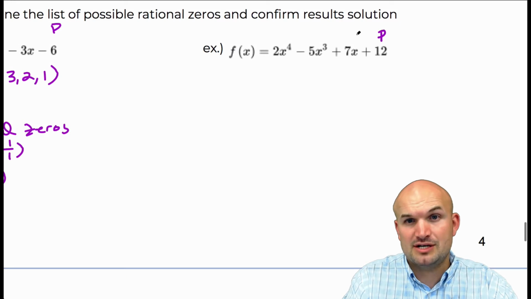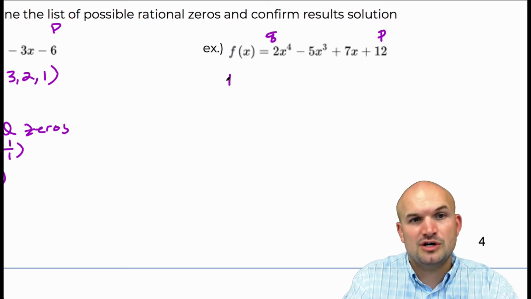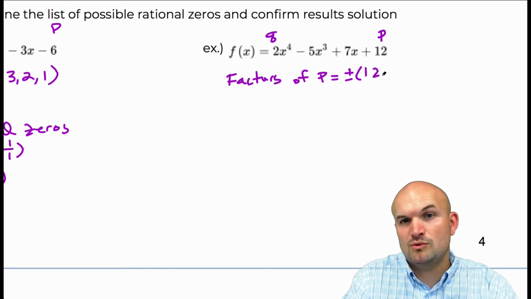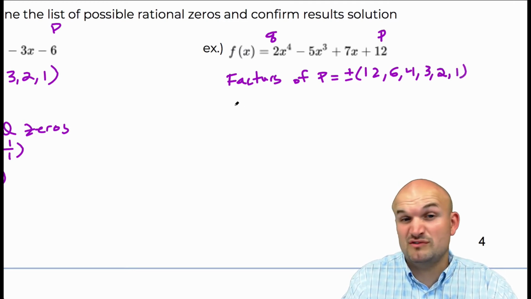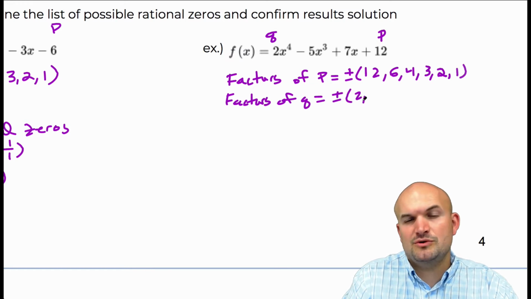So we have, this is our P, and then Q is going to be 2. So I'm just going to write the factors of P. All right, so that's going to be plus or minus. I'll start from the top, so 12, 6, 4, 3, 2, and 1. So quite a bit of factors of 12, right? And then let's do the factors of Q. Okay, so the factors of Q are going to be plus or minus 2 and 1.